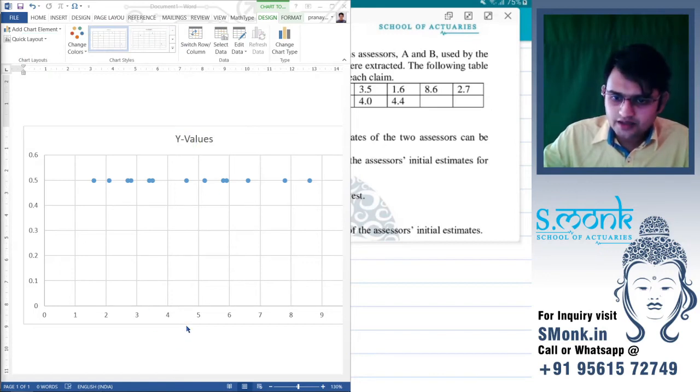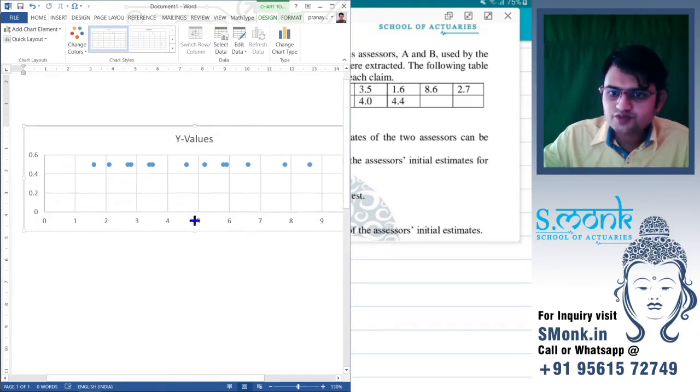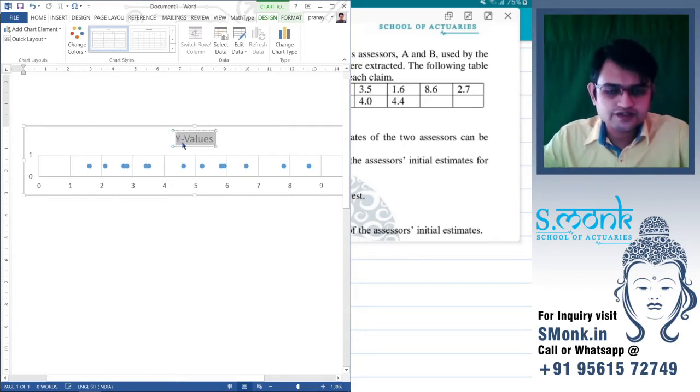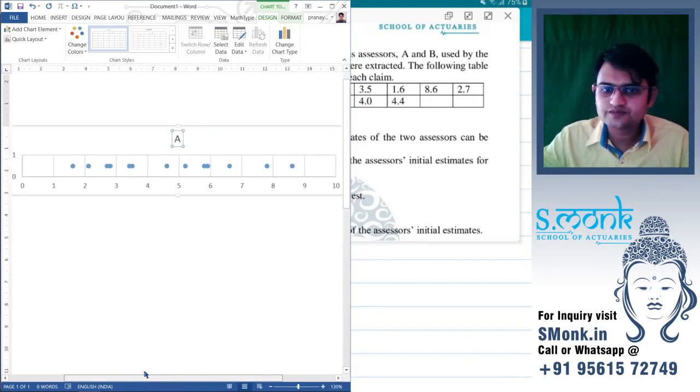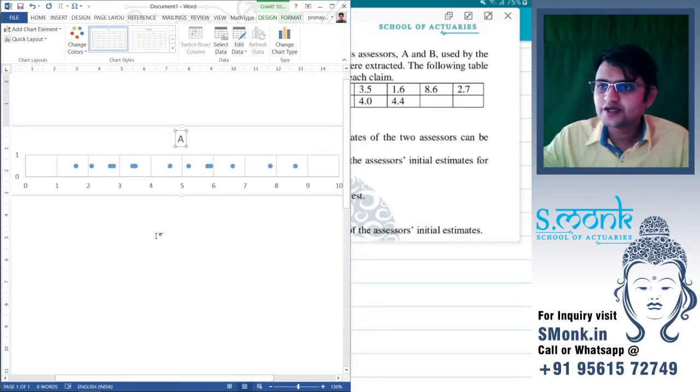I can make this smaller so that my values are closer to the x-axis. Here, instead of y value, I will just write A. You can see the values are between 0 and 10. The scale is here, and similarly I can make one for B as well.